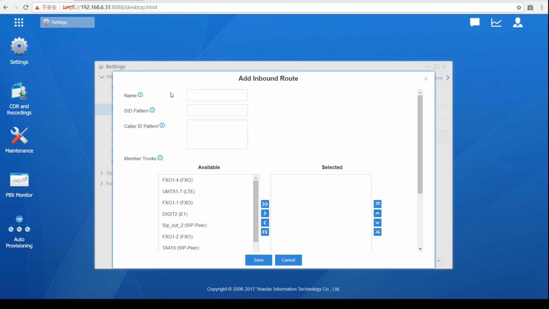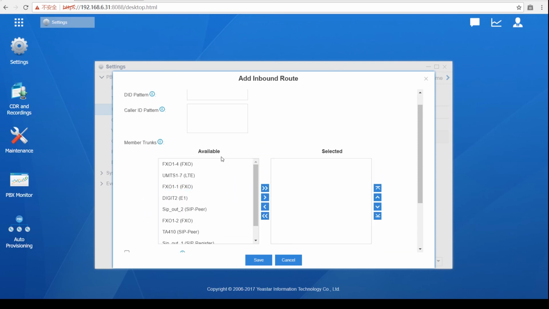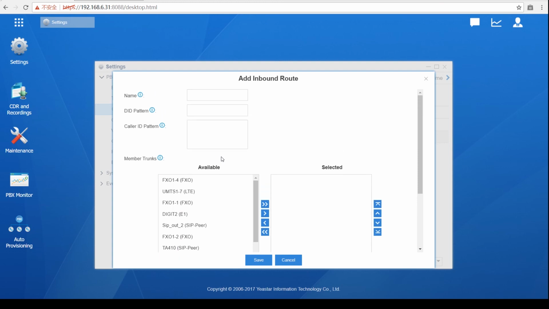You already know what inbound routes mainly do, so I don't have to repeat that. But there are a few things that we haven't mentioned. The first one is DID. A DID can be very useful in many cases.